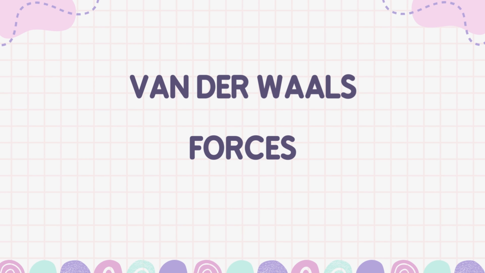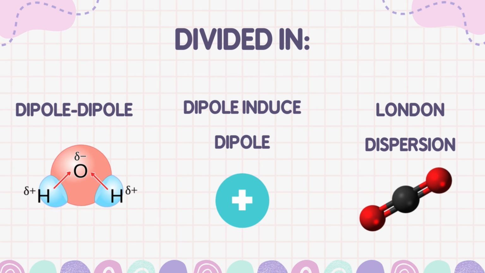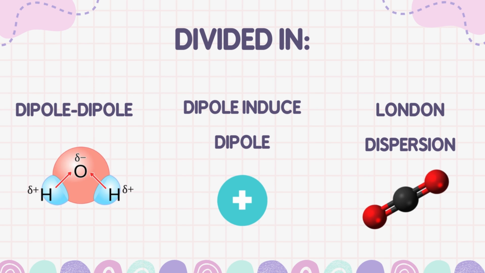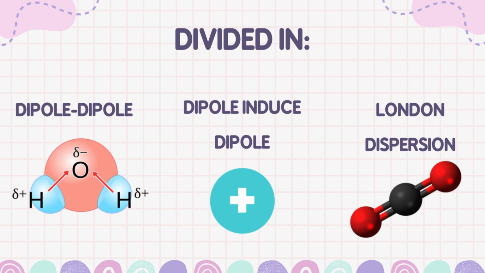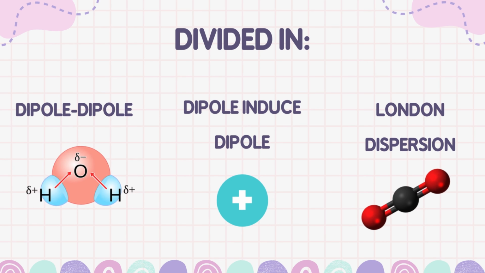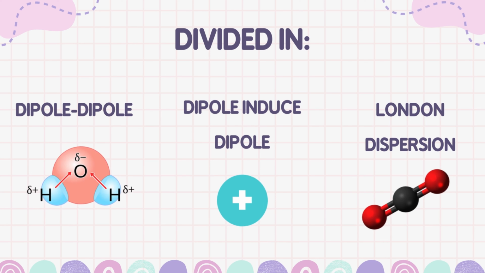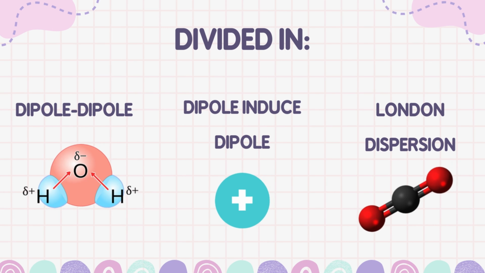There are three. First, we have the dipole-dipole, which is the interaction between two polar molecules. Then we have the dipole-induced dipole, which occurs between polar and nonpolar molecules, where, due to the proximity of an electronegative element, the nonpolar molecule is attracted to the polar molecule. And then we have the London dispersion, which occurs between non-polar molecules due to the movement of electron clouds.